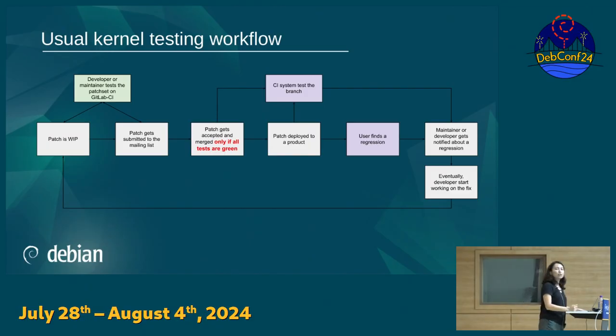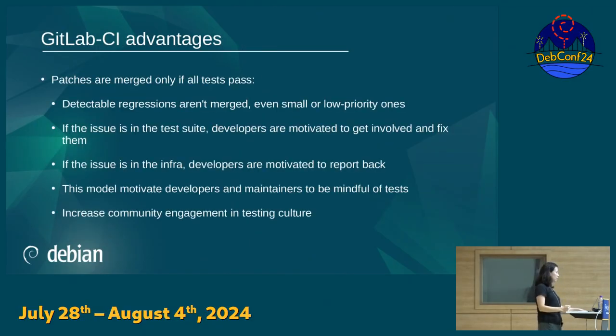And there are a few advantages of doing this. Here, in this case, patches are merged only if all tests pass. It's nice because detectable regressions aren't merged in the first place, so we don't need another patch to fix the regression. So even small or low priority ones, we wouldn't bother maintainers to fix these small things.